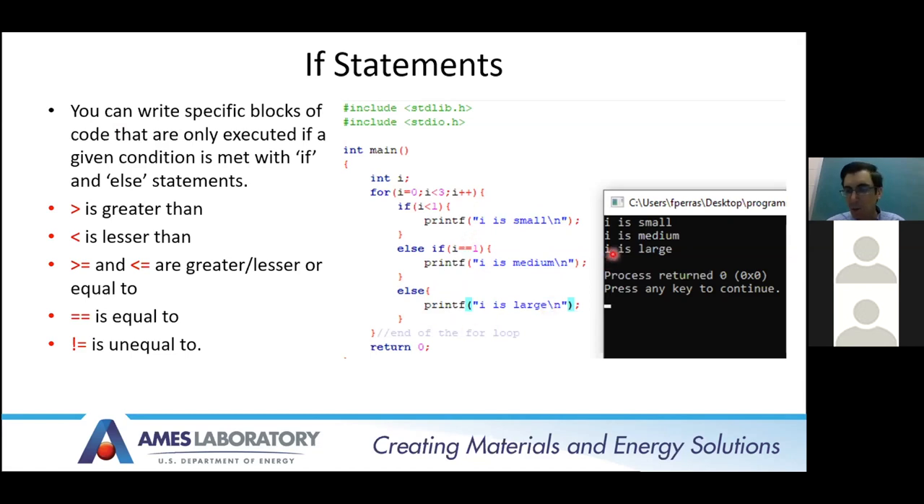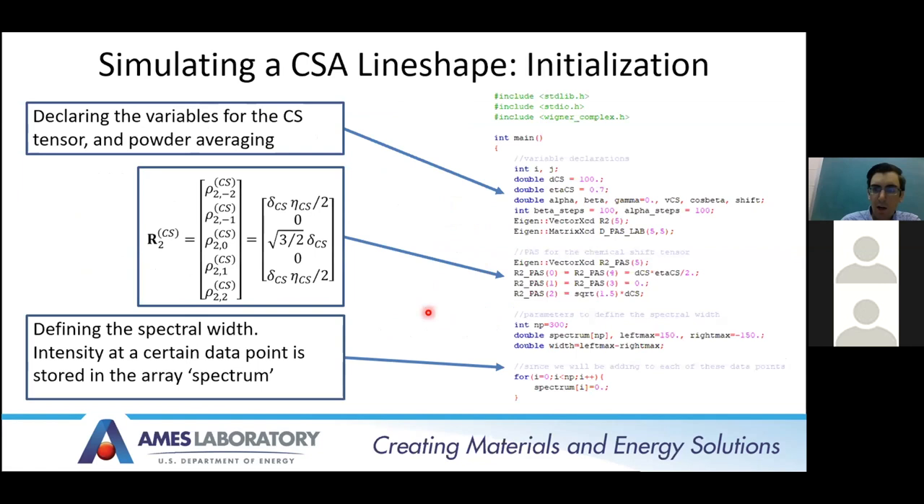And so when you run the program, you see that it just outputs I is small, I is medium, I is large, because it increments I in this loop. And then sequentially, it actually reaches each of these conditions at different iterations of the loop.